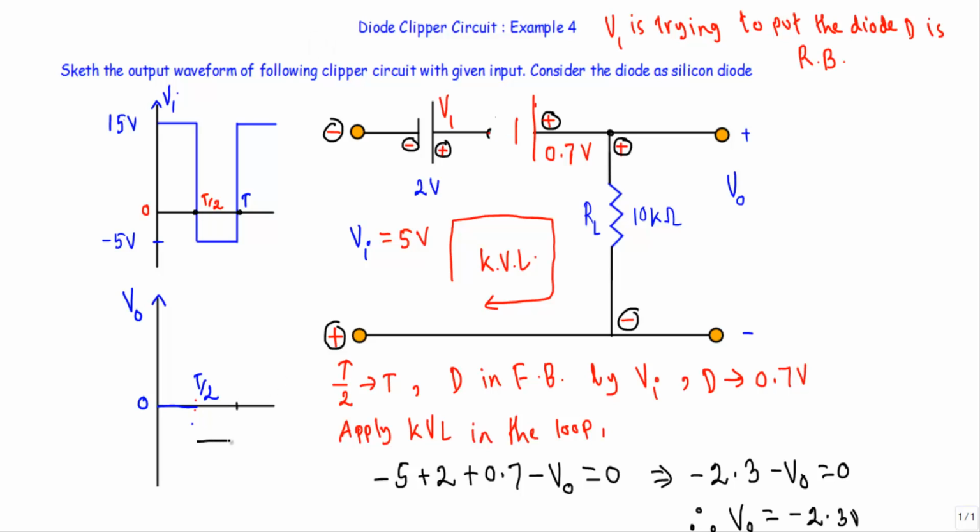For example, this is -2.3, and I will get a pulse like this because I am applying a rectangular waveform. In the output, I will get the same type of waveform. Okay, and this will have a magnitude of -2.3 volt. And this is the complete output waveform in case of this circuit. That's it. Thank you.